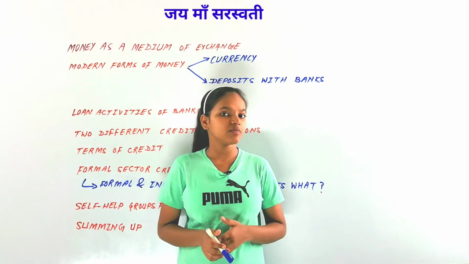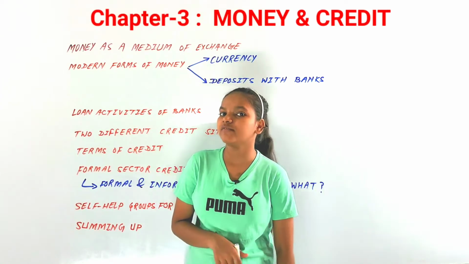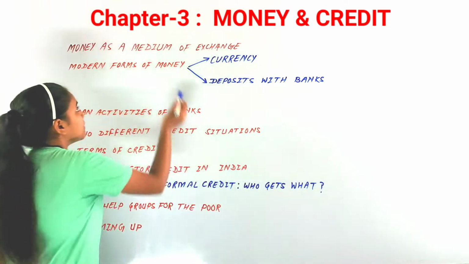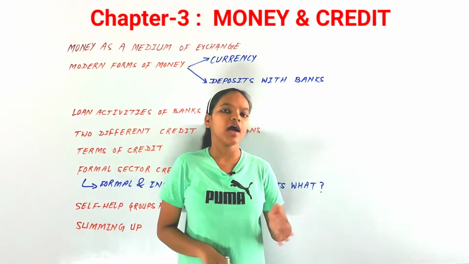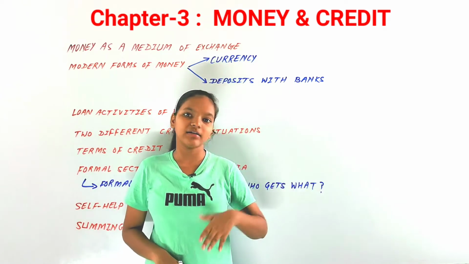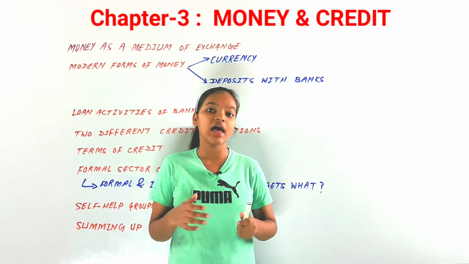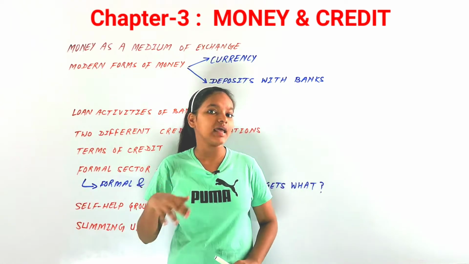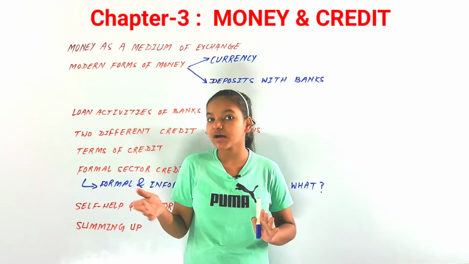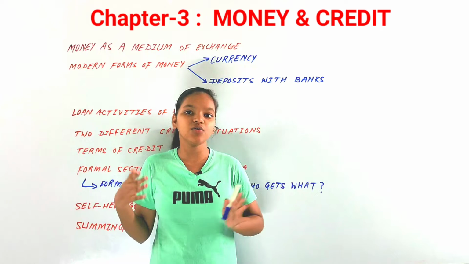So today I'll explain the third chapter of Class 10th Economics, and the chapter that we have here is Money and Credit. Now all of you might know about these two things, money and credit, and in this chapter we're going to take a deeper look at money and credit, different forms of money, deposits in banks, and what the terms of credit are, those kinds of things.